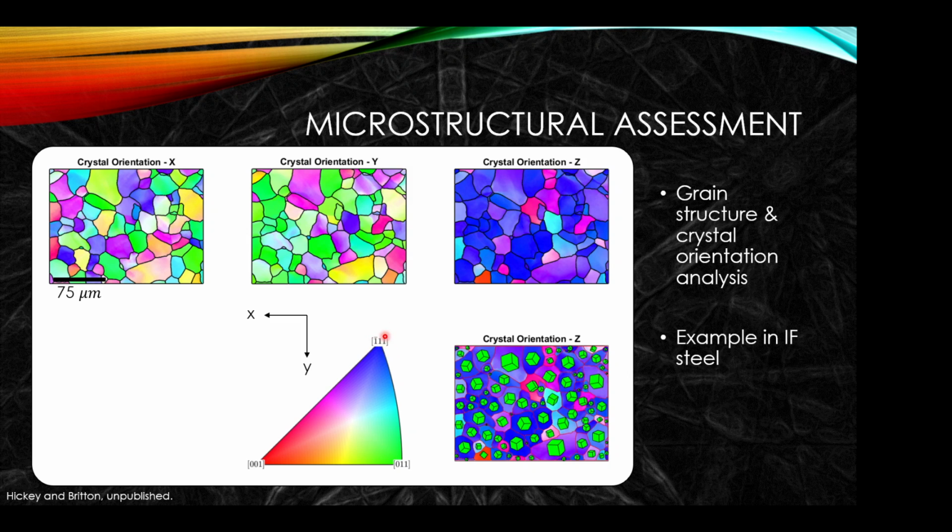Broadly, we can see that there is a commonality of grains with the 1-1-1 orientation pointing out of the page. And that's common as found in sheet steels, for instance, in this example.